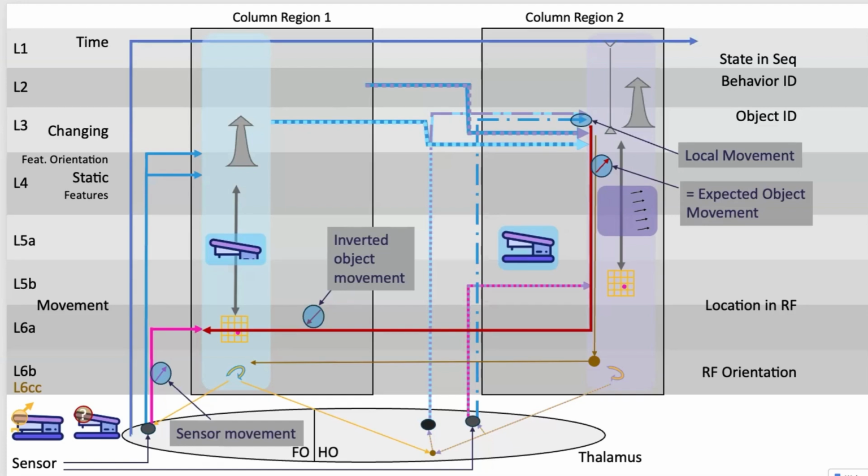Right. Again, I keep coming back to the idea: can you do this with a single column, or do you need to have many columns sampling a whole object at once?